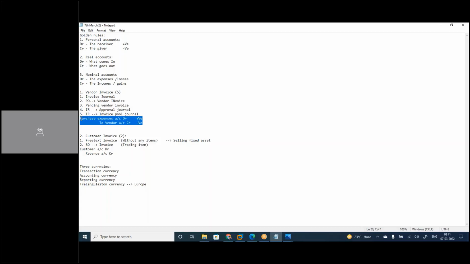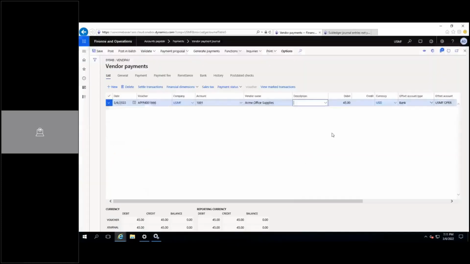Satya, is there any restriction that we can restrict the credit during the vendor payment? So, as a functional consultant, can we restrict entering the credit value while doing generate payment? Let me show you, but not all, only in vendor payment.